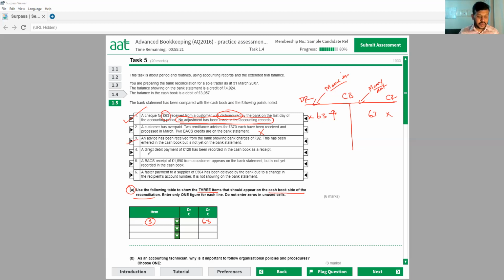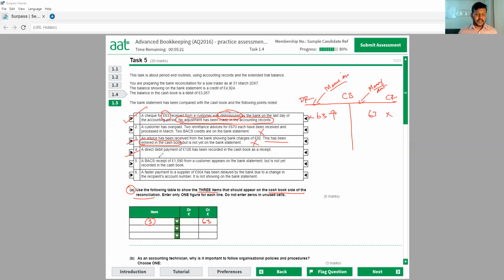Number 3, an advice has been received from the bank showing bank charges of 92. This has been entered in the cash book, but not yet on the bank statement. Okay, so my job is done. This has been entered in the cash book, so I already did my job. I really cannot change the bank statement, so I cannot do anything. I have to ignore it because I have done my job.